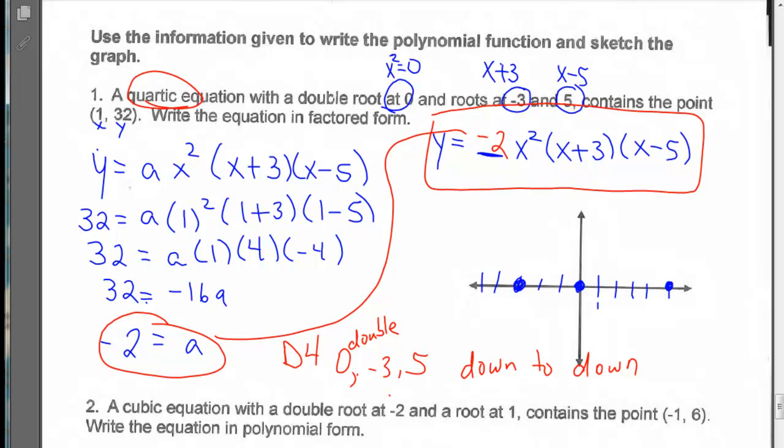I have a double root at 0. So at -3, it's going to go through -3. It's going to come down to 0, but because it's a double root, it's going to bounce and go the other way. And it's going to go back through this point.